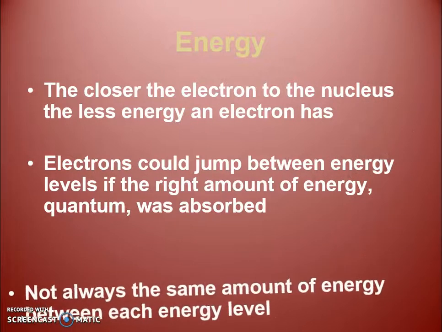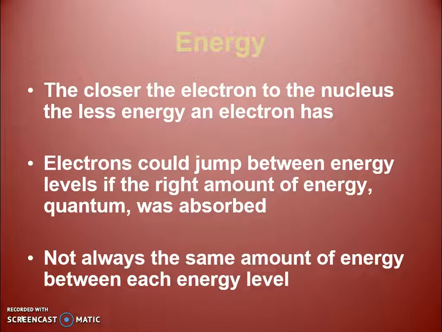But not every single electron needed the same amount of energy to get from, say, level 1 to level 2 as it would be from 2 to 3. And in every different element, every different atom, it's not the same amount of energy between that 1 and 2. So the energy between level 1 and level 2 for hydrogen is different than the amount of energy that would be needed for level 1 and level 2 for helium.